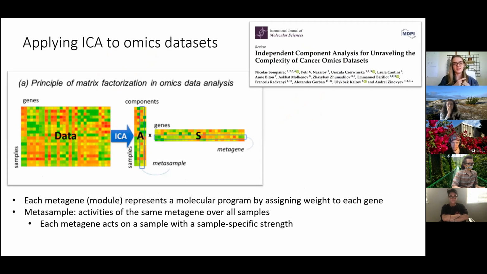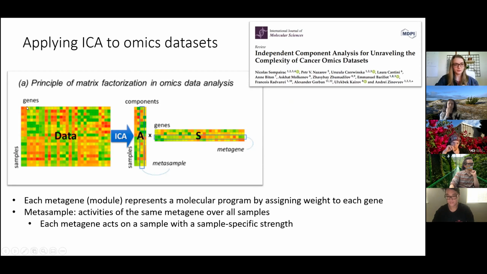So applying ICA to transcriptomics data sets, it hasn't been done very often. I've noticed in my research of ICA that it's often applied to magnetic resonance and other things, but not as frequently to transcriptomics. And so this paper up here was pretty useful in trying to understand ICA in the context of omics data sets.